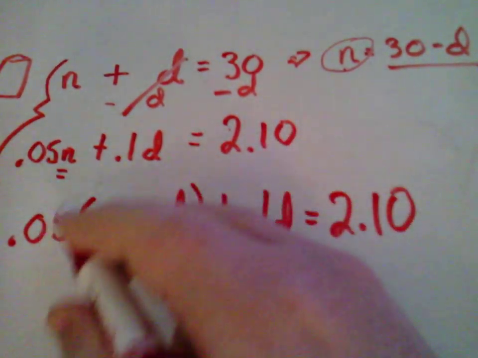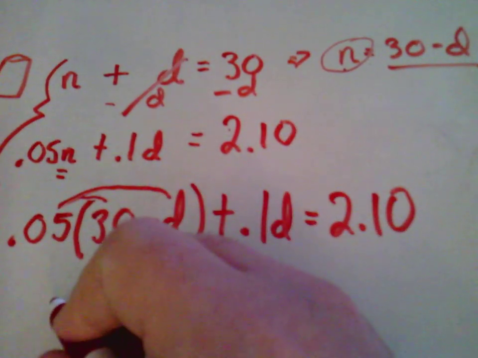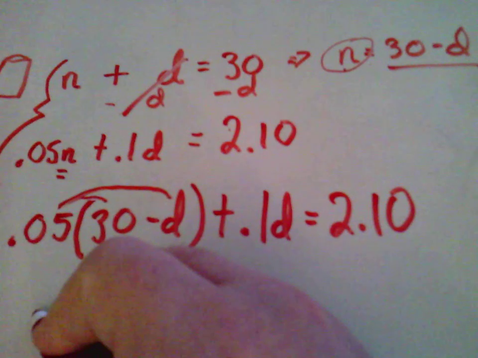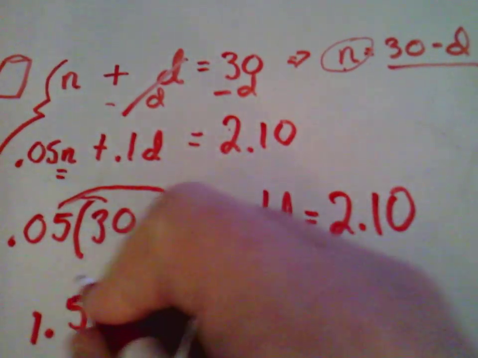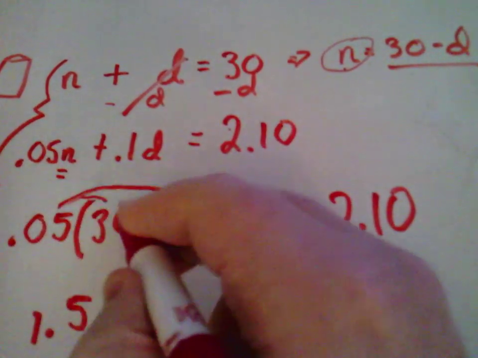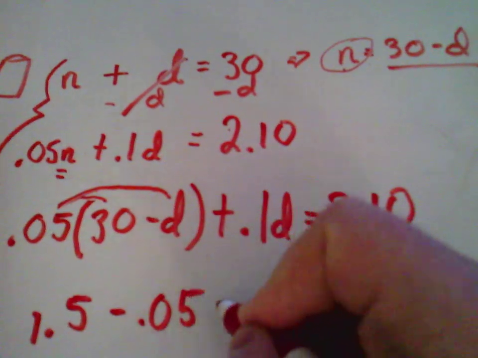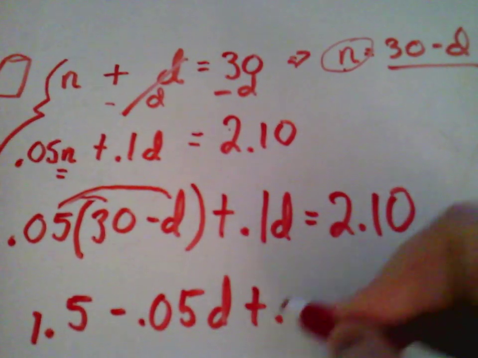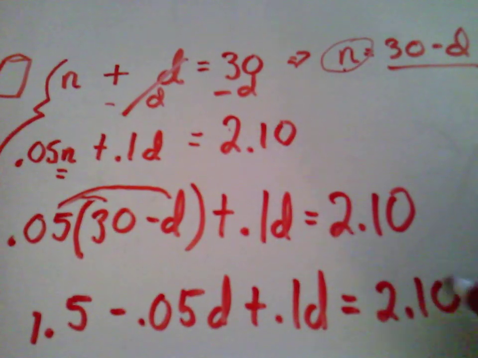Let's go ahead and distribute this 0.05 to everything inside the parentheses. So that will give us, you can get your calculators out for this, that's fine. Those of you who don't need to, good for you. So that will give us 1.5 minus 0.05 times D is 0.05D plus 0.1D equals $2.10.